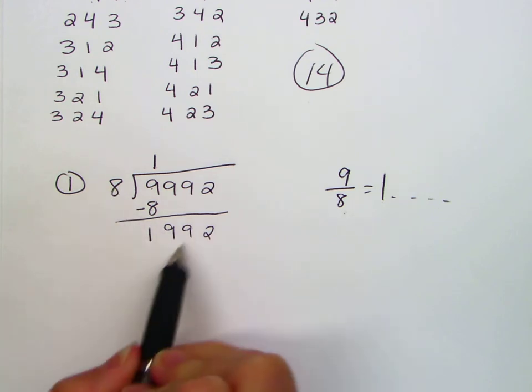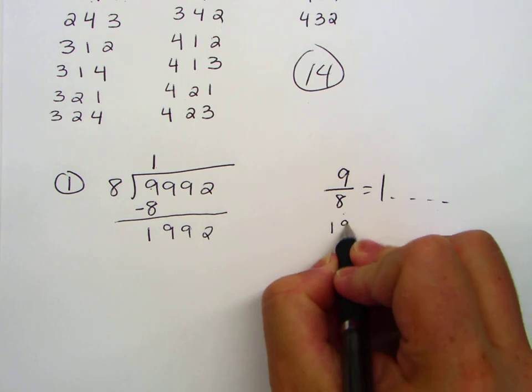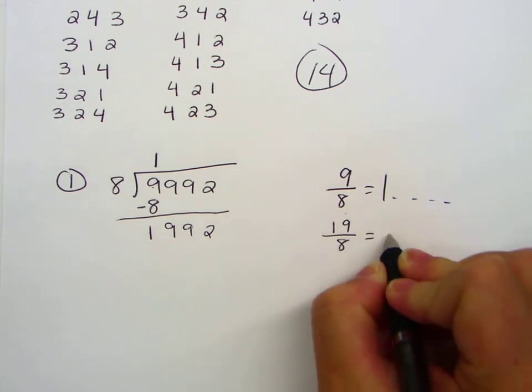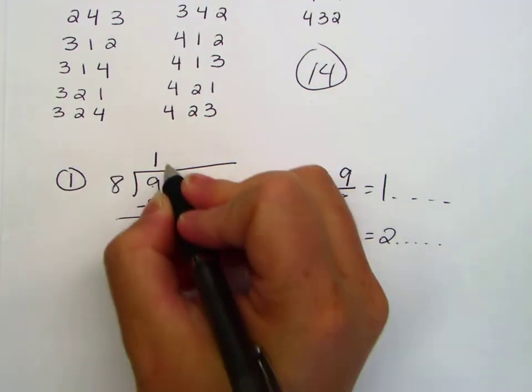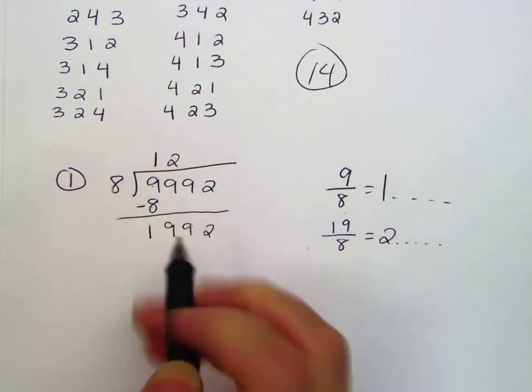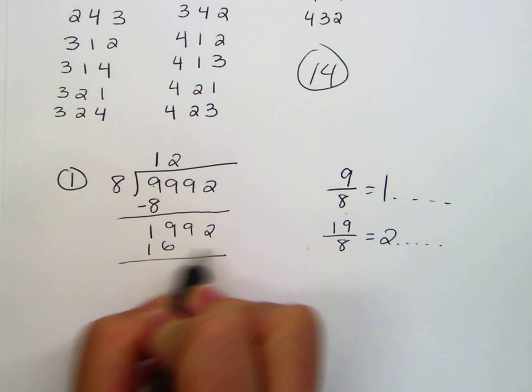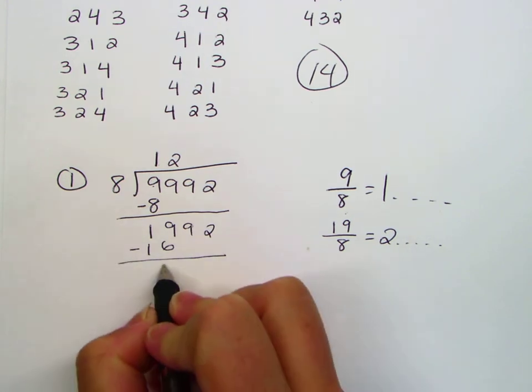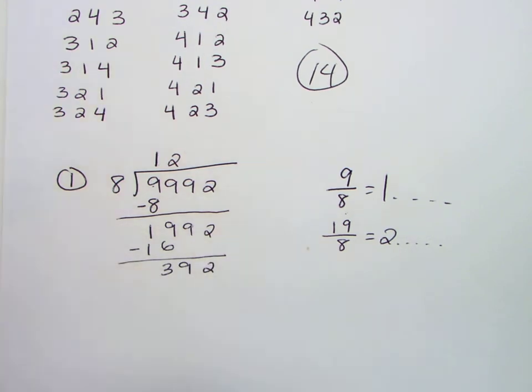How many times does 8 go into 19? Again, we're thinking of this as division. It's 2 point something. So we put a 2 up there. Then we multiply. 8 times 2 is 16. And we subtract. 3, 9, 2.